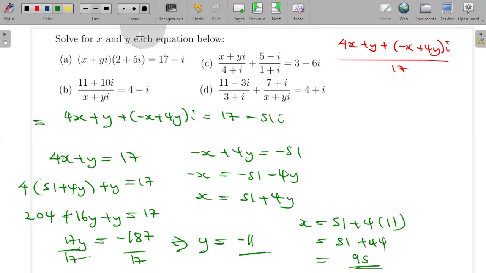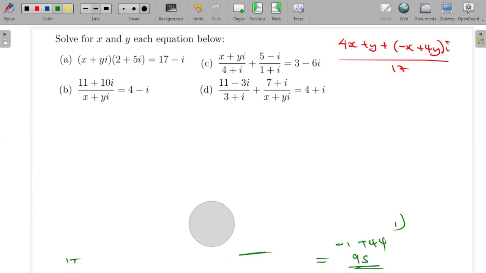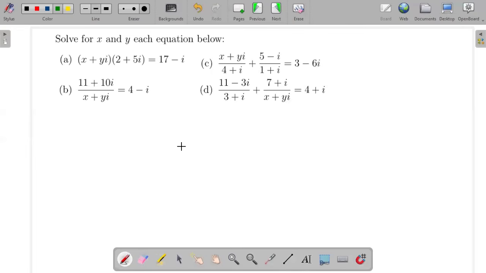All right, let's do the last part here. Okay, so let's now do the last one. So for the last one, you have 11 minus 3i, that is over 3 plus i, and then you have plus 7 plus i, then over x plus yi is equal to 4 plus i. So here I'm going to first rationalize this.